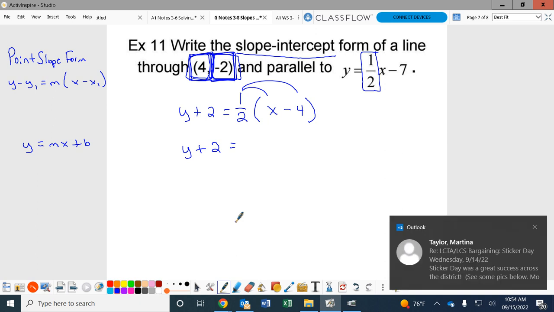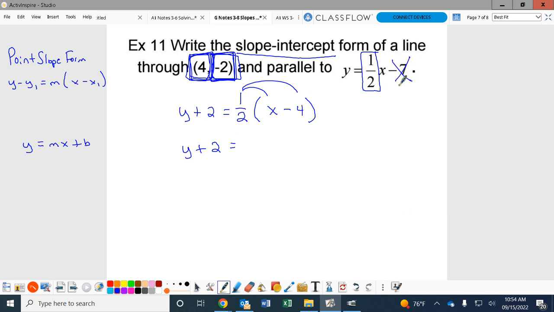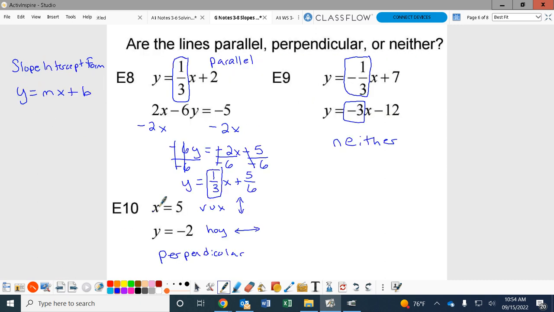Do we just not use the -7? Oh, very good question. No, the -7 is not used for anything. That is the y-intercept on the other line, and it does not affect whether they're parallel at all. It is literally ignored. Just like we ignored it when we were doing this part, and we just didn't even look at that. It's the same concept. We're not using that part of it at all.